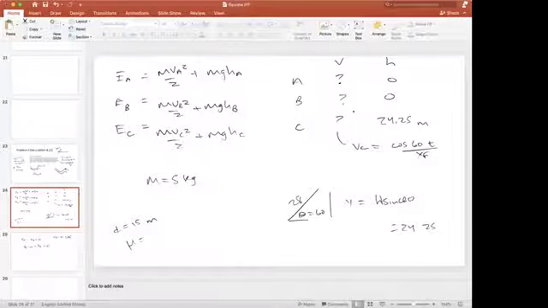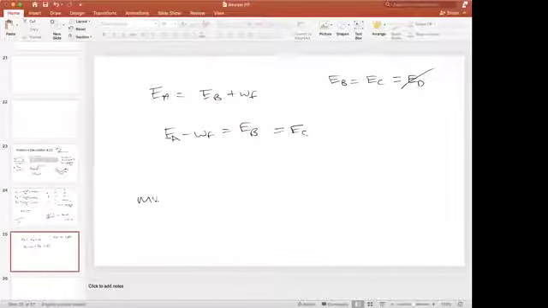If we go back here and we look at this stuff, we know that MVA is something. MGHA is 0.